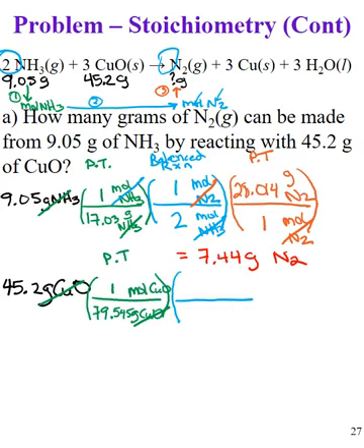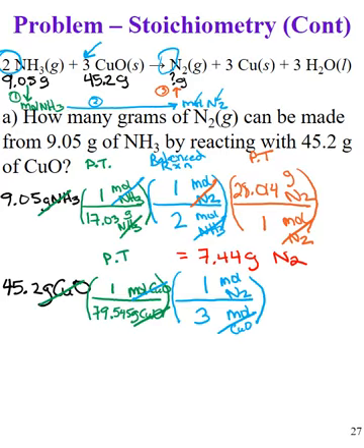Do the second conversion. The unit on bottom will be moles of CuO. And what will go up on top? Moles of N2, because ultimately we have to convert all of these into moles of nitrogen, or grams of nitrogen. Okay, find this relationship by looking at the balanced reaction. For every 1 mole of nitrogen, there are 3 moles of copper 2 oxide.